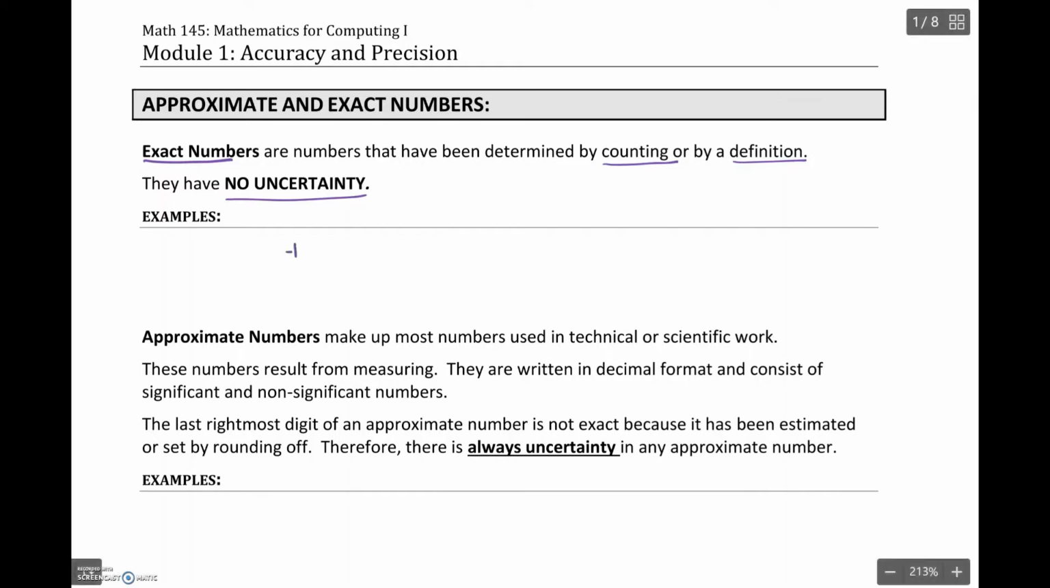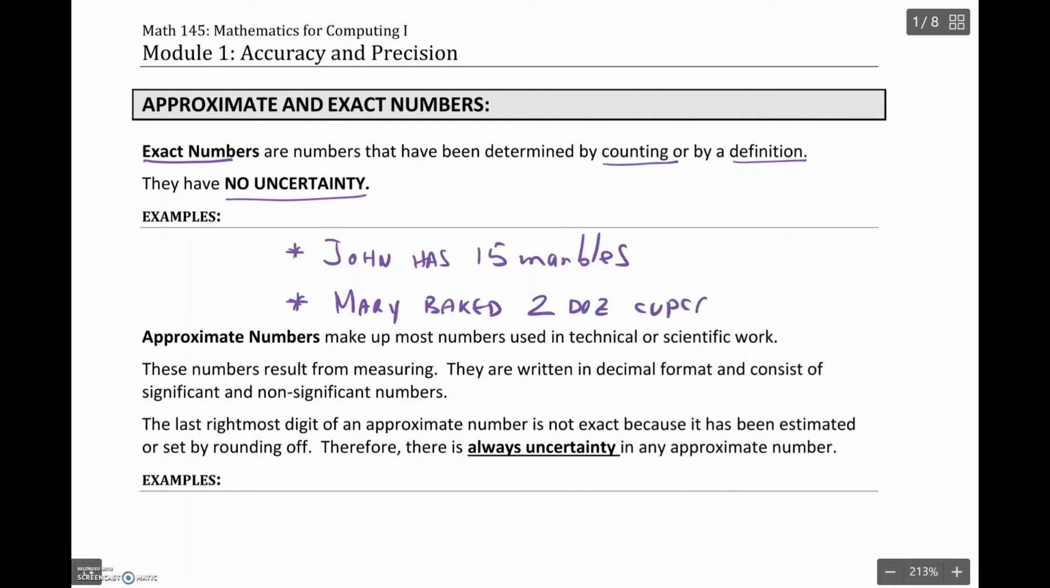Okay, so here we say John has 15 marbles. That's exact. Mary baked 2 dozen cupcakes. That's also exact.